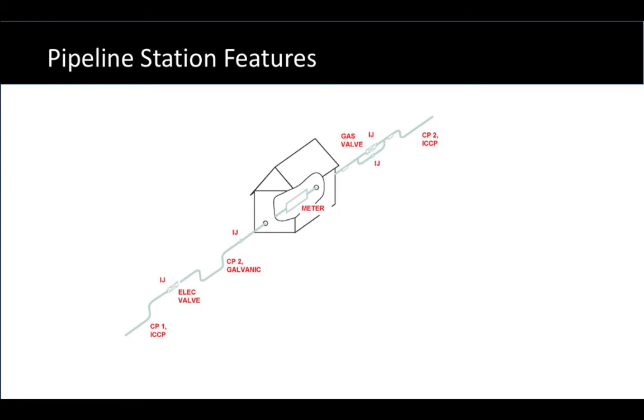or equipment inside the building, out the other side through a gas-operated valve with insulated joints around it, and finally out to a different impressed current cathodic protection system. We'll call that CP2.